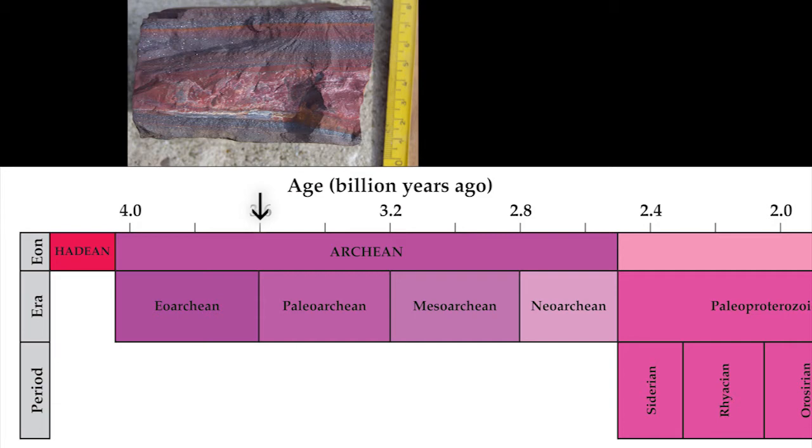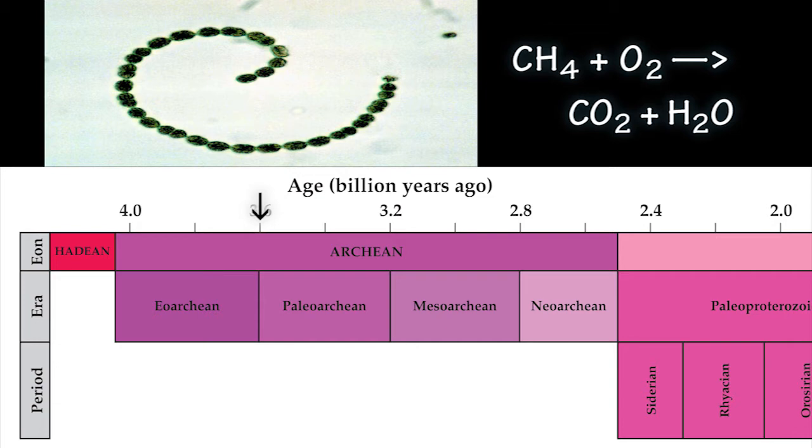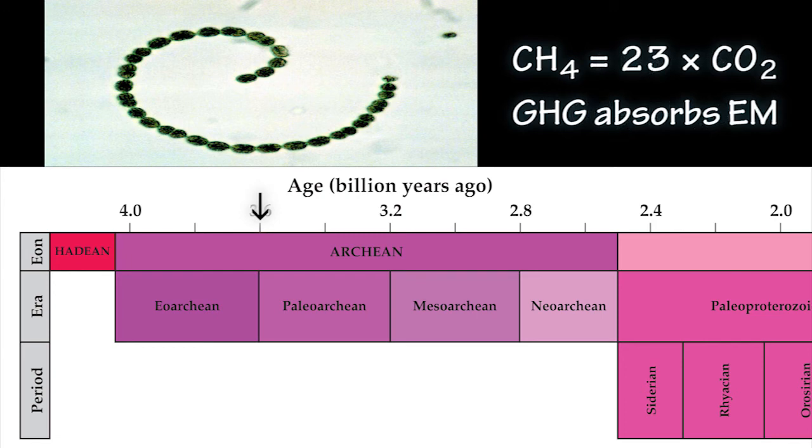As photosynthetic bacteria proliferated during the next billion years, their photosynthesis depleted carbon dioxide in the atmosphere to below 10% and released enough oxygen to exhaust most of the methane in the atmosphere. Methane plus oxygen produces carbon dioxide plus water plus chemical energy. Methane is about 23 times more effective than carbon dioxide as a greenhouse gas.